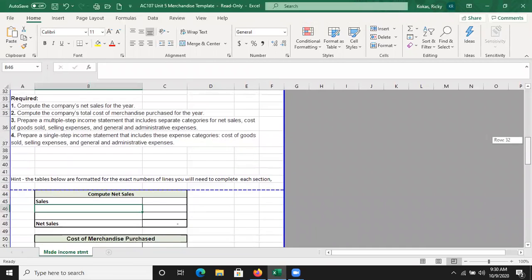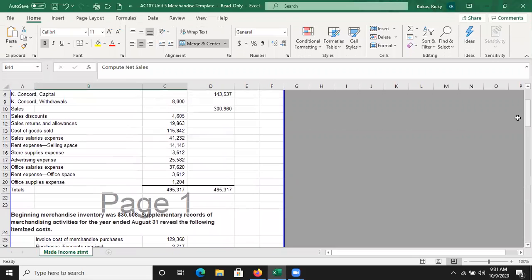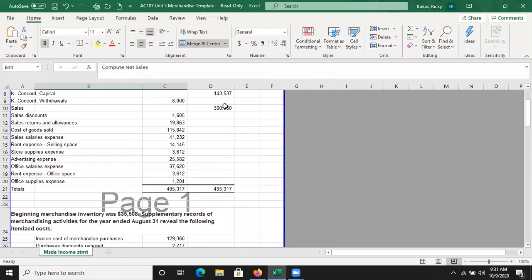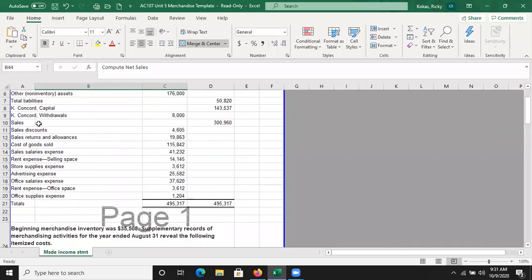So the first part is net sales. What they want you to identify, this calculation, is net sales, which means how much did you truly earn in sales revenue. That means what did you sell, your sales figure, which should be given in the problem. But then what you actually have to subtract from it to get net sales is your sales discounts and your sales returns and allowances.